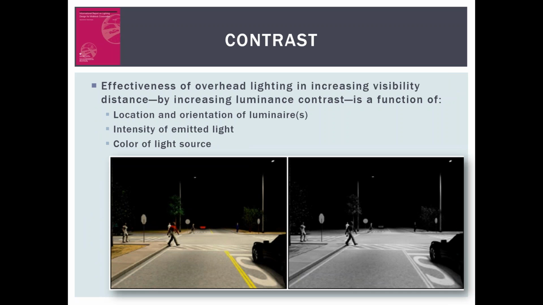Another issue regarding contrast is that overhead road lighting installed at a crosswalk generally provides greater visibility distance than vehicle headlamps alone to illuminate a scene. The effectiveness of overhead lighting in increasing visibility distance by increasing luminance contrast is a function of several variables: the location and orientation of the luminaire, the intensity of the emitted light, and the color of the light source. This example shows the difference in luminance contrast from just the color of the light source, where you can see distinctive colors better on the photograph on the left than on the right.